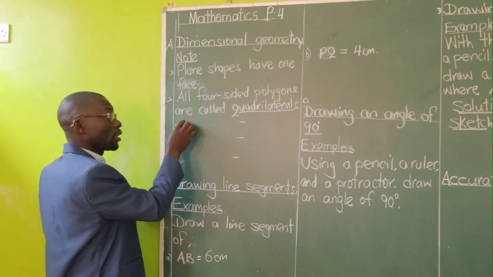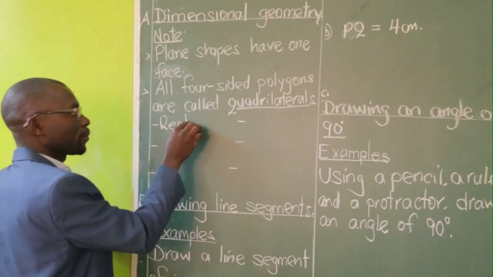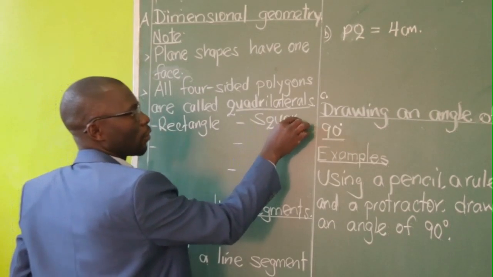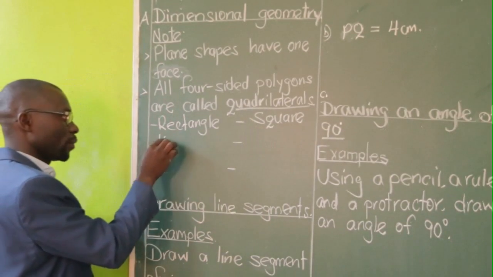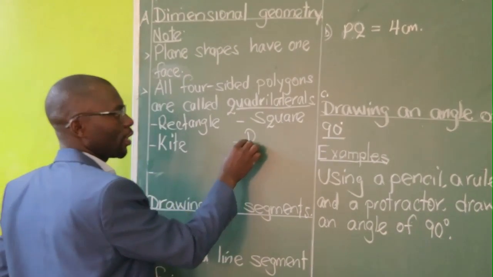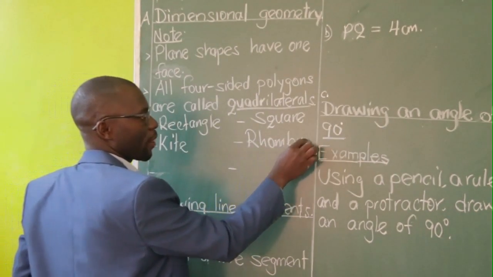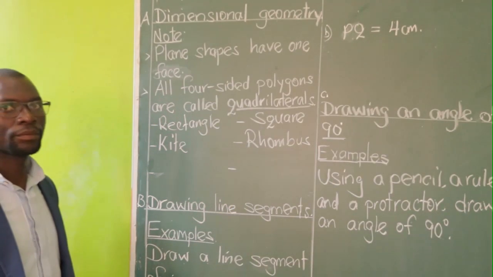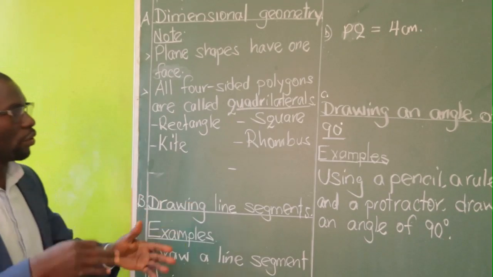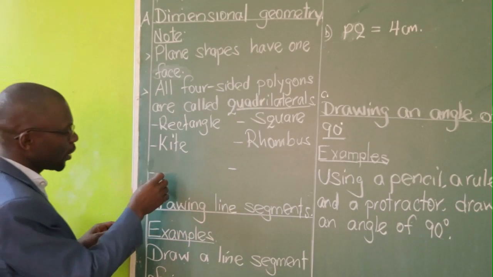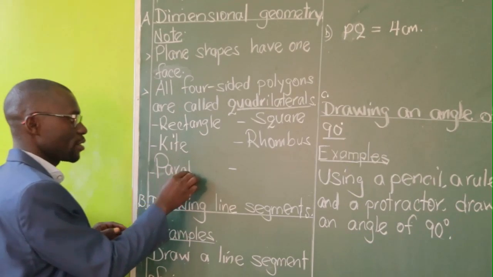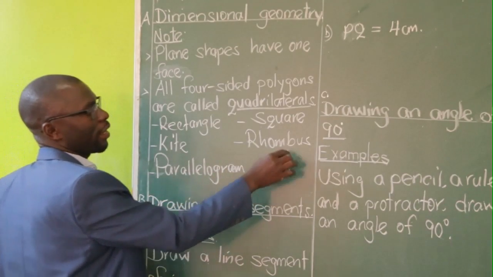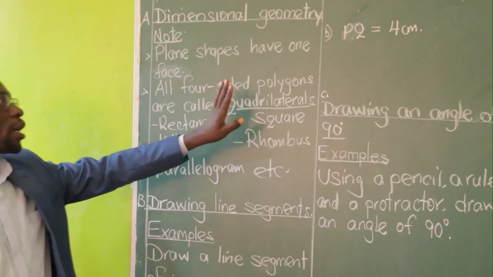We can have number 1. The common one is a rectangle. We have a square. We have a kite. We have this one, it's called a rhombus. As we go on, we shall be looking at their properties in other classes. We can have a parallelogram, which also has 4 sides, and so many others. So any 4-sided polygon is called a quadrilateral.